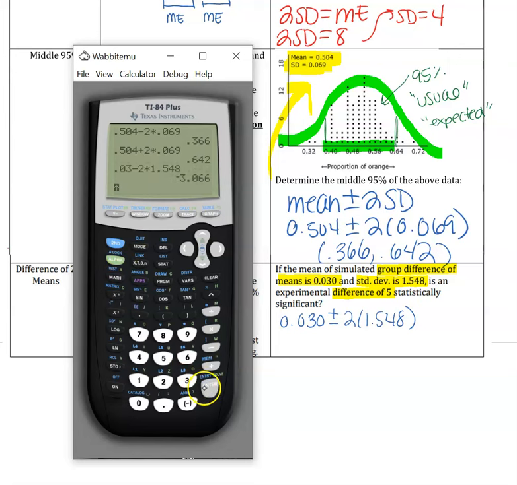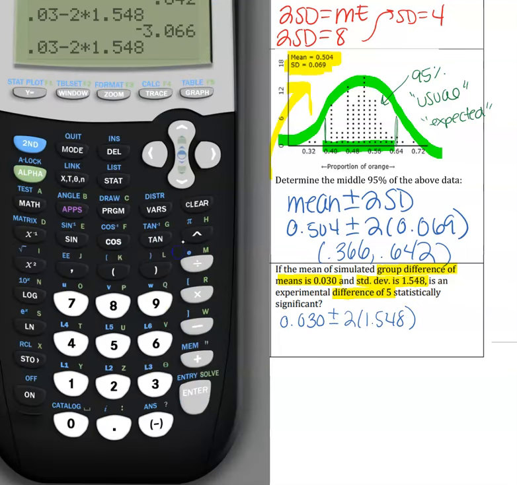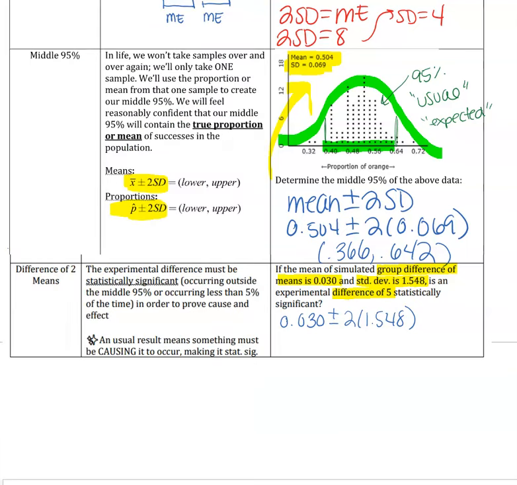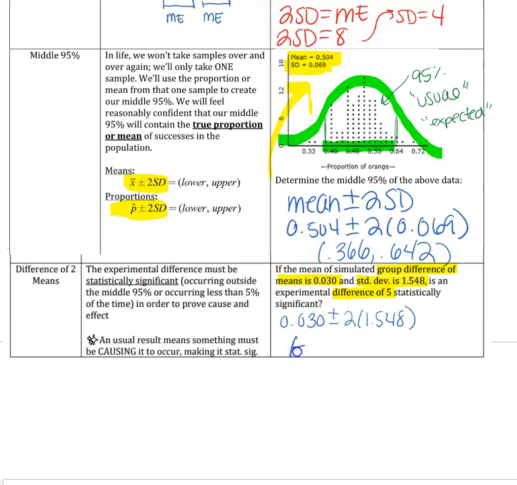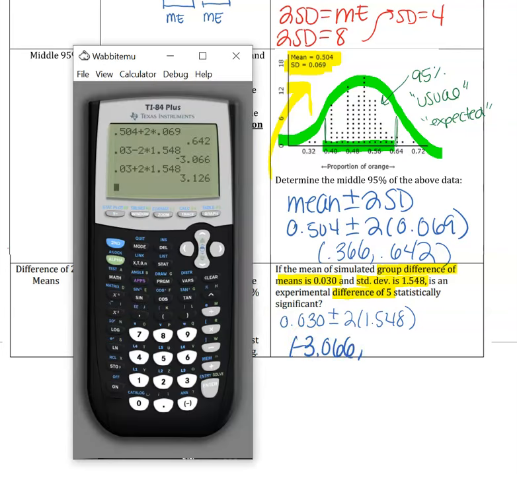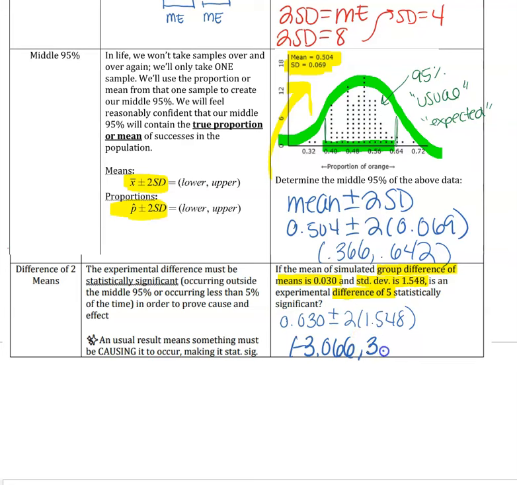All right, and then I'm going to do the same thing, but with a positive. All right, so we're getting negative 3.066 as my low bound, and my high bound is 3.126.